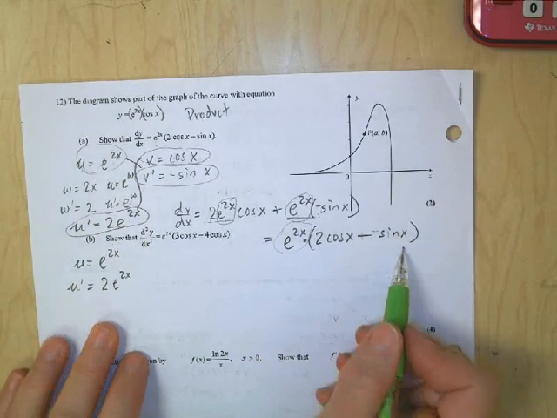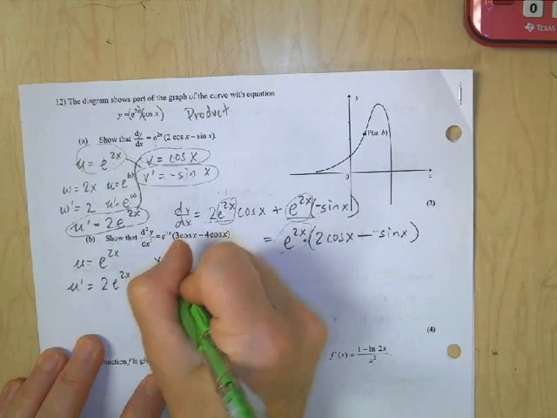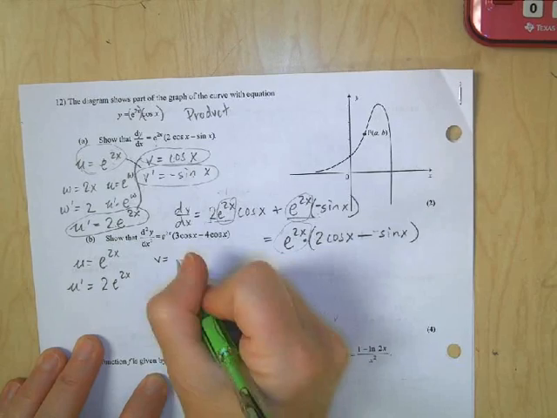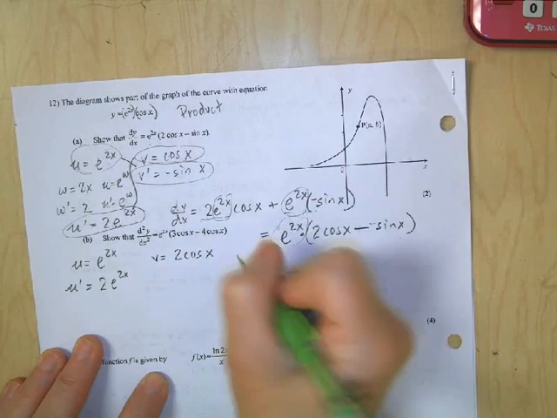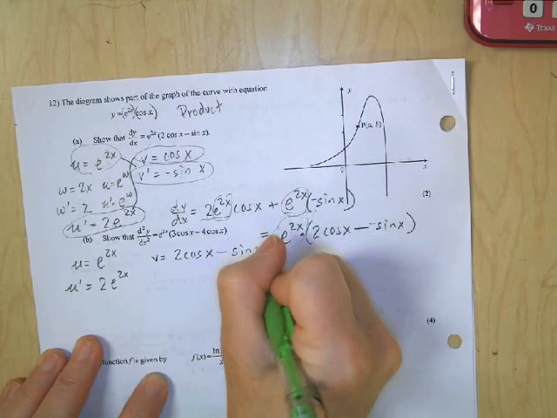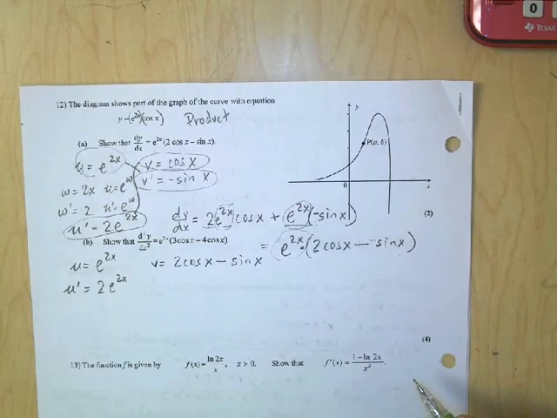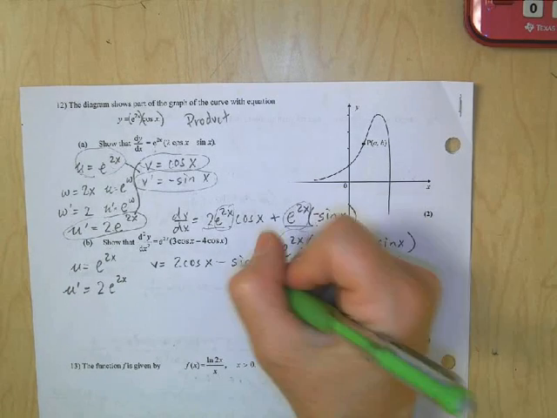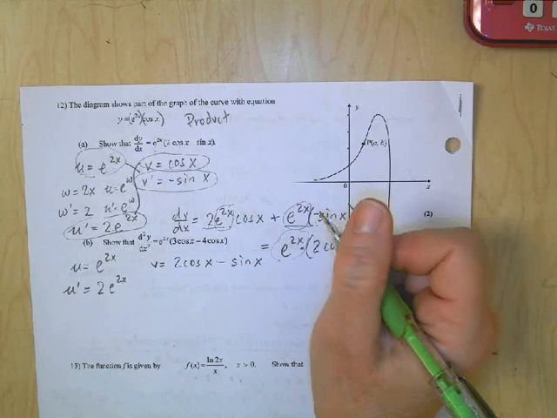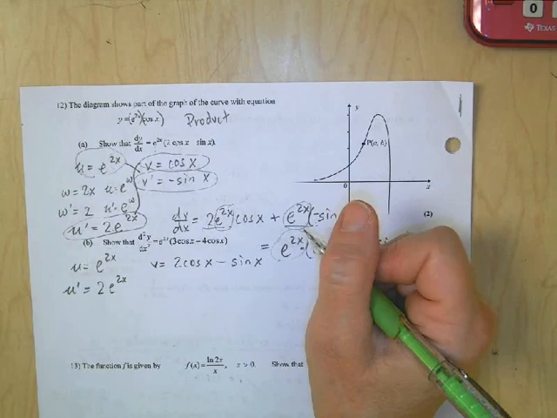Now my v is going to be all of this, so that is 2 cosine x minus sine x. Okay, and then we can just take the derivative in parts. When you have stuff being added together, or subtracted, because subtraction is basically the same as adding the opposite, I can just do these in parts.